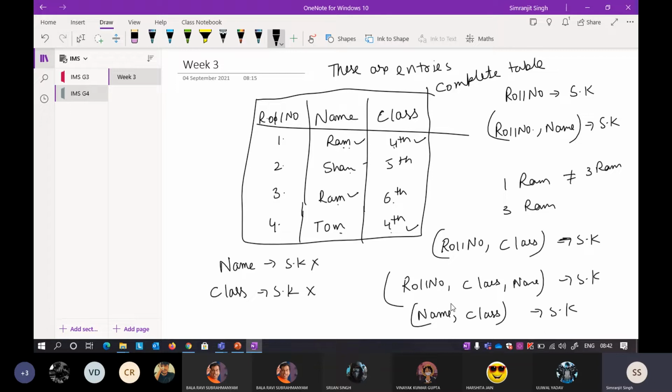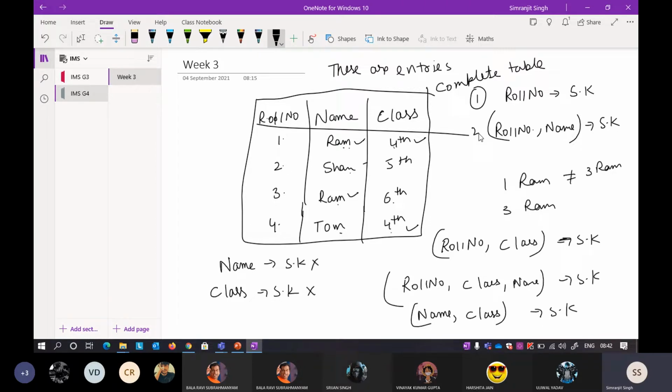There may be the same person in a class. Because in your class there may be two persons having the same name, but in this particular table there is no such entry, so that is why I'm denoting it as a super key. We are seeing here there are so many super keys.